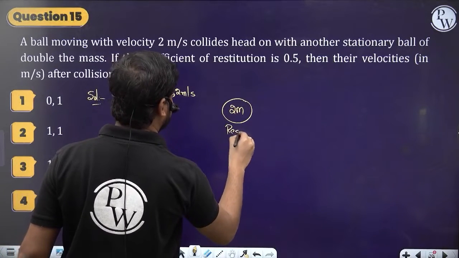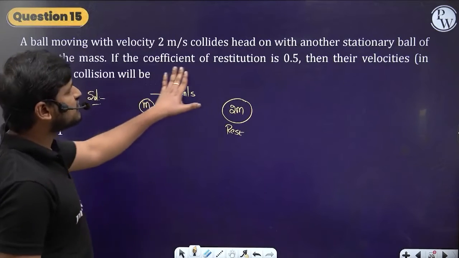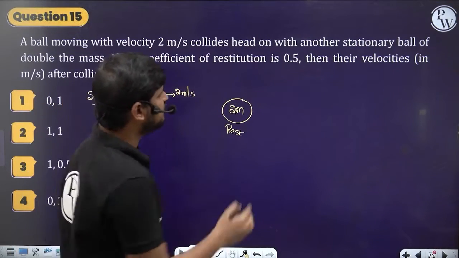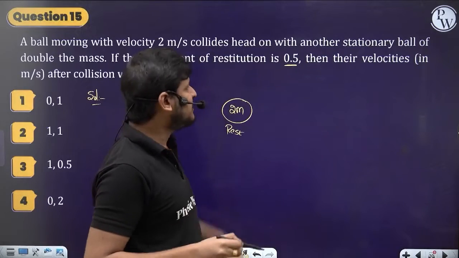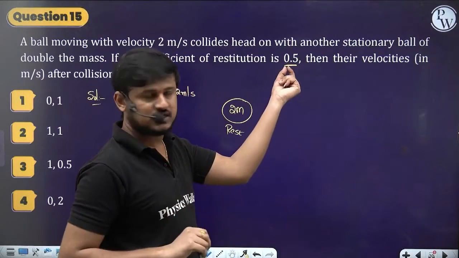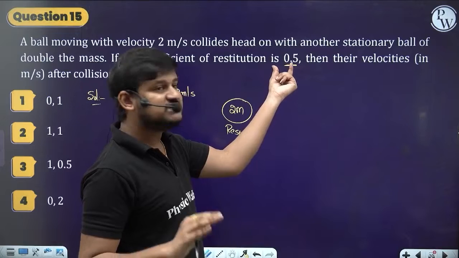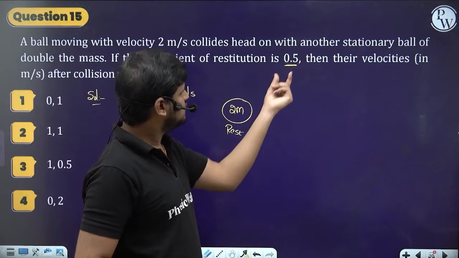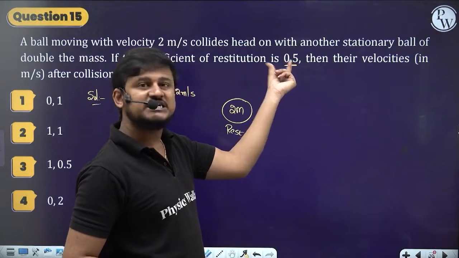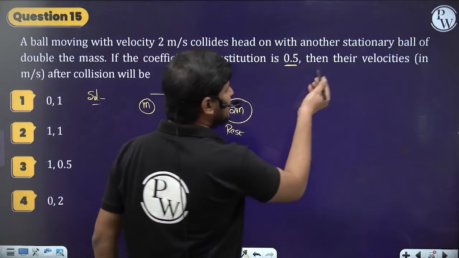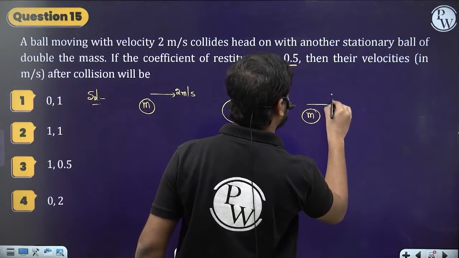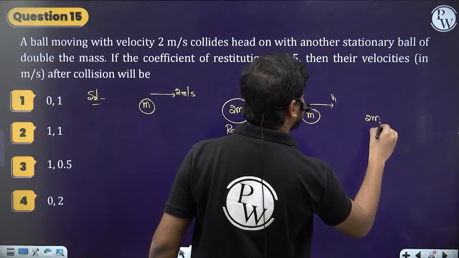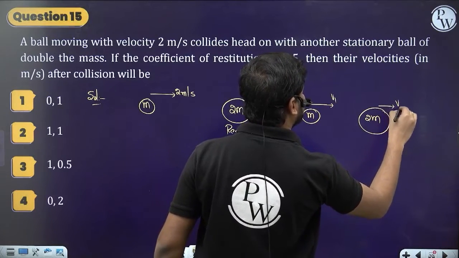So the collision happened. If the coefficient of restitution is 0.5, it's not completely elastic or not completely inelastic. If E is equal to 1, completely elastic, perfectly elastic. If E is equal to 0, perfectly inelastic. So it's partially elastic or inelastic, right? Then their velocities after the collision: let's suppose the M block moves with a velocity V1 after the collision, and the 2M block moves with some velocity V2 after the collision.